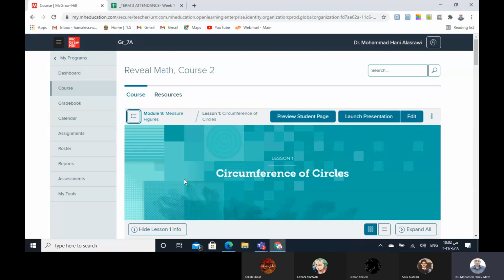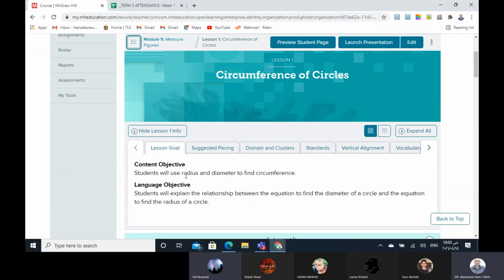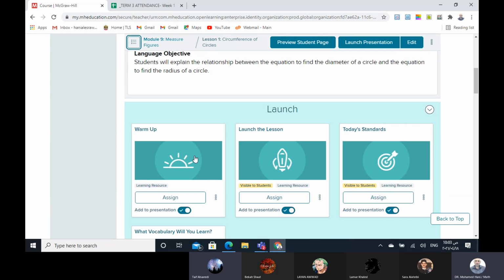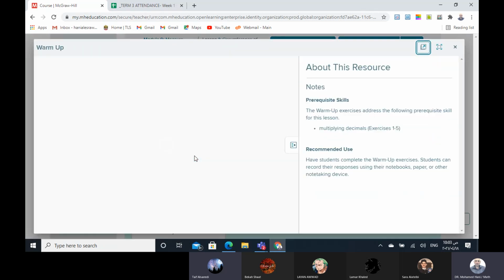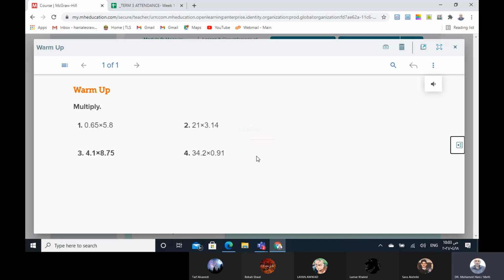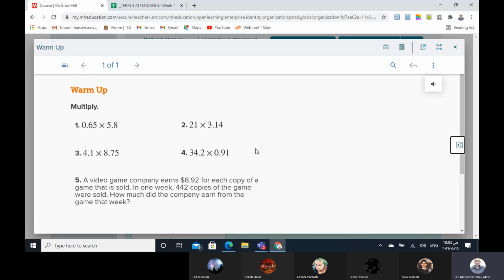Math grade 7. We are in module 9, measures, figures. Today we have the first lesson, circumference of circles. In this lesson, we want to learn how to use radius and diameter to find circumference. I want all of you now to do the multiplication for the four practices here. Start please and tell me what is your answer.